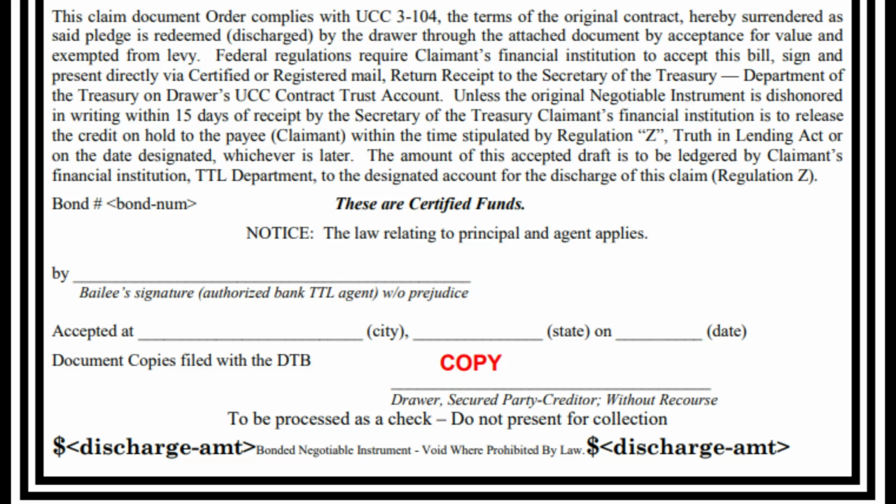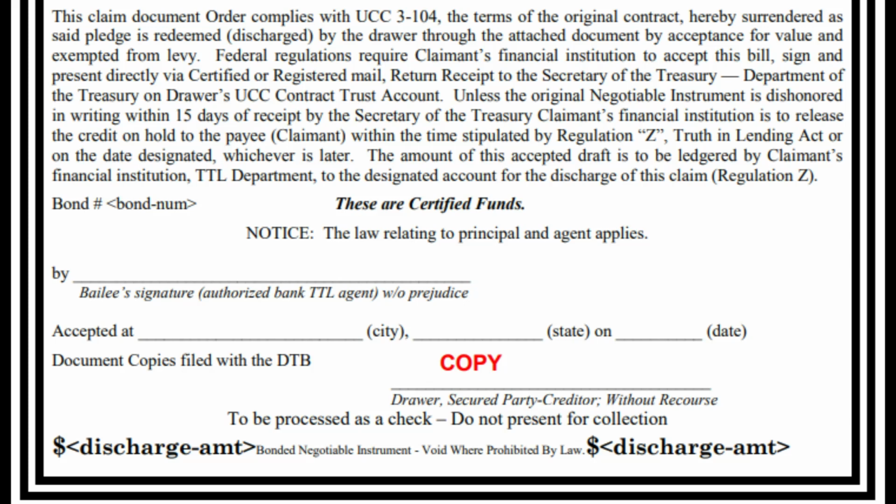So unless the original negotiable instrument is dishonored in writing within 15 days of receipt by the Secretary of the Treasury's claimant financial institution, it is to release the credit on the hold to the payee, the claimant, within the time stipulated by Regulation Z, Truth in Lending Act, or on the date designated, whichever is later. The amount of this accepted draft is to be ledgered by the claimant's financial institution, the TTL department, to the designated account for the discharge of this claim, Regulation Z. So this is really going to get processed as like a check or something like that. If they're familiar with doing that, that's what that's going to be really.